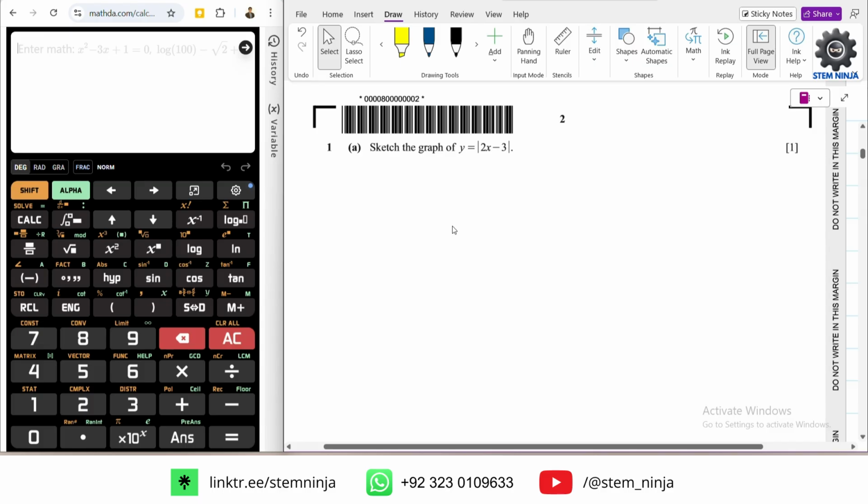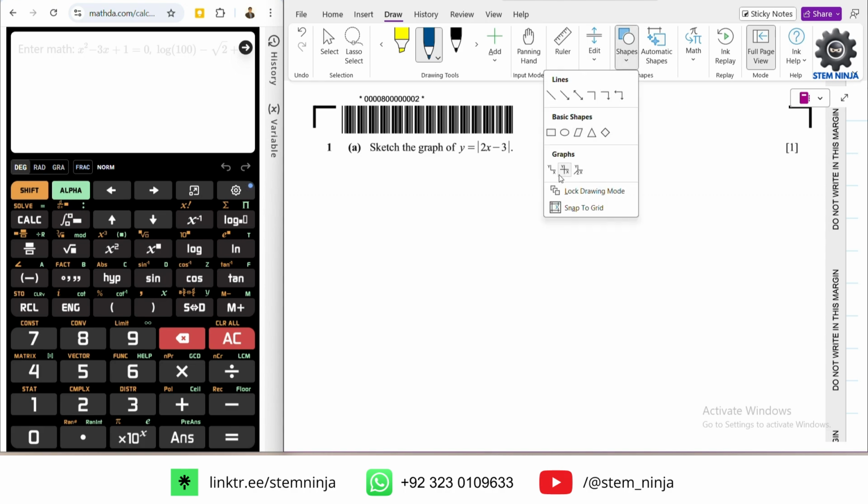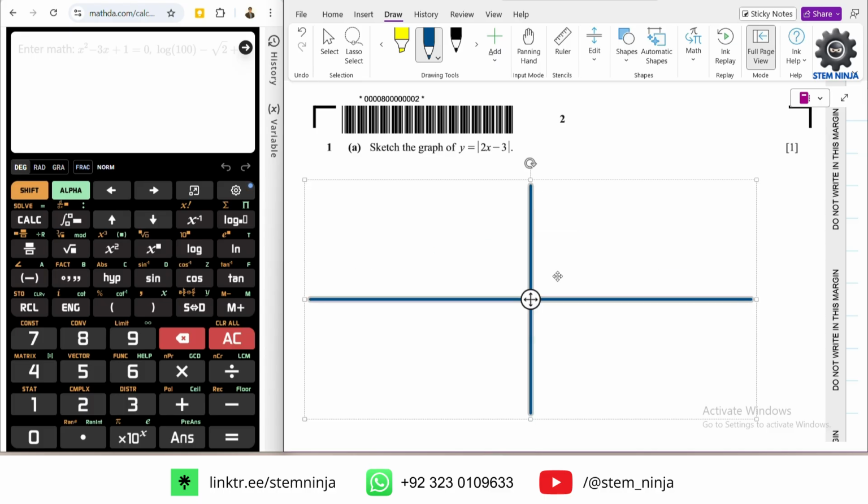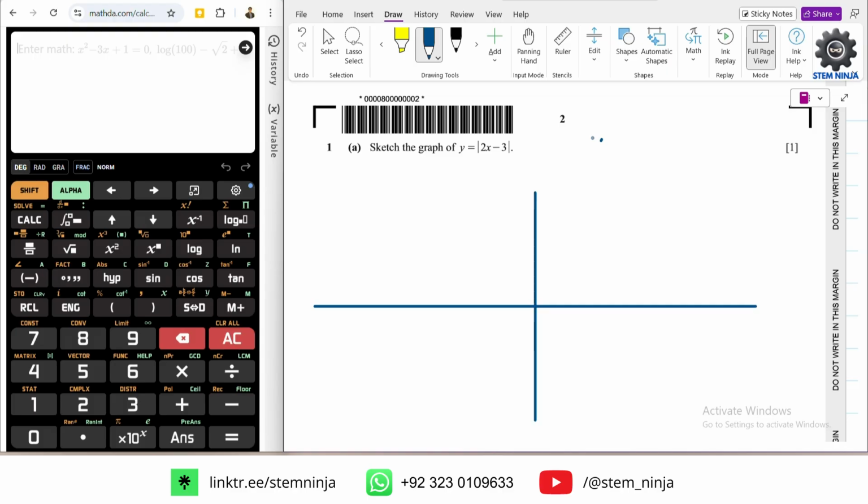Sketch the graph of y equals |2x minus 3|. So obviously this is going to be a V-shaped graph because there's no plus minus factor over here. Furthermore, you can watch our revision playlist video on modulus functions to understand and practice how to sketch these type of graphs.